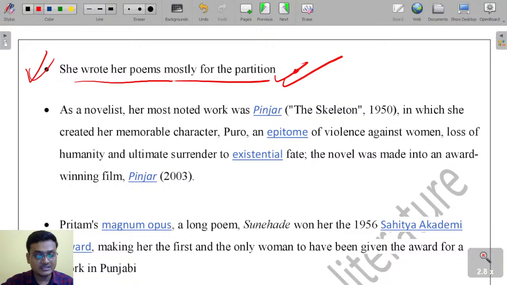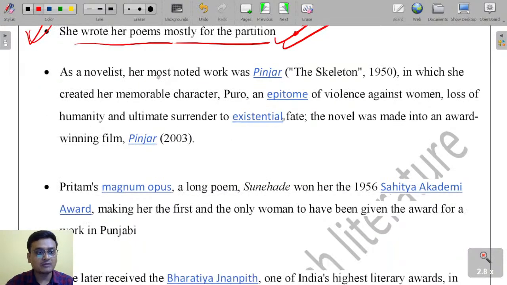As a novelist, her most noted work was Pinjar. I earlier mentioned that she was a Punjabi and Hindi writer, and her works have been translated into English. So, as a novelist, her most noted and famous work was Pinjar.